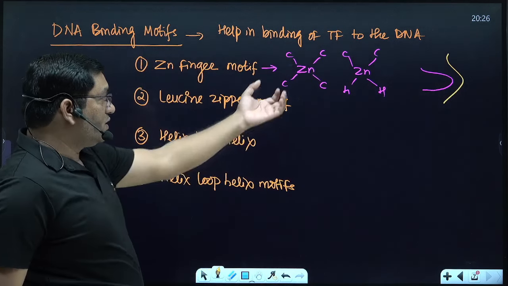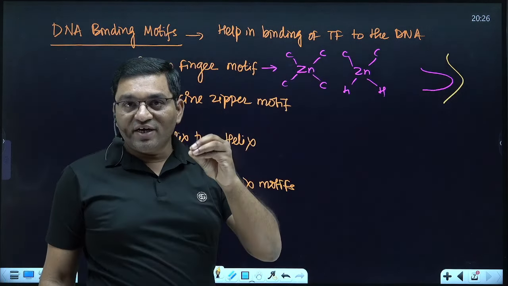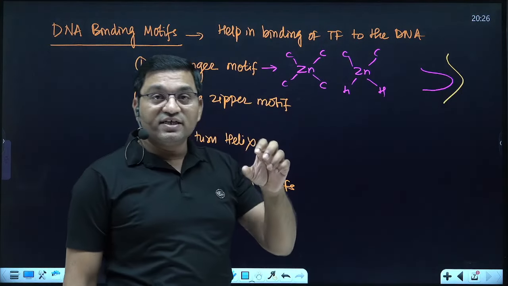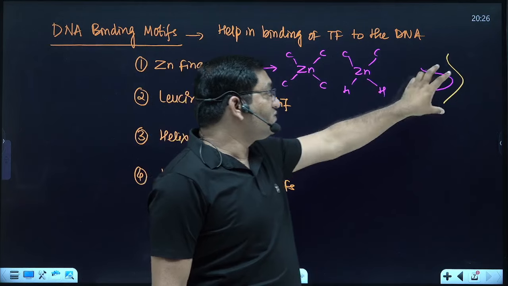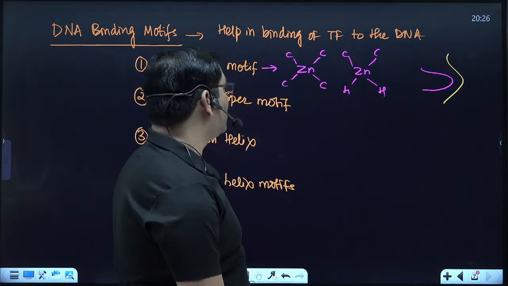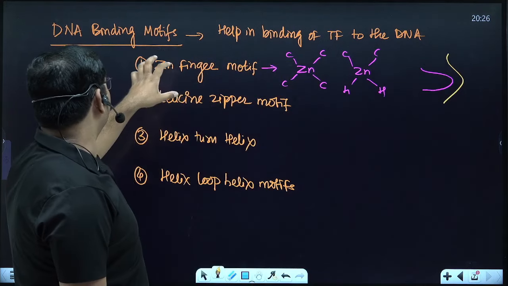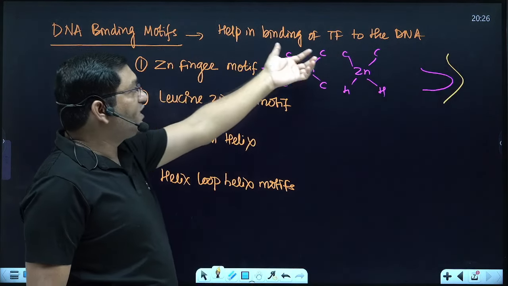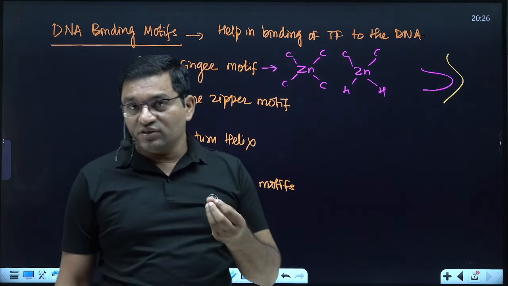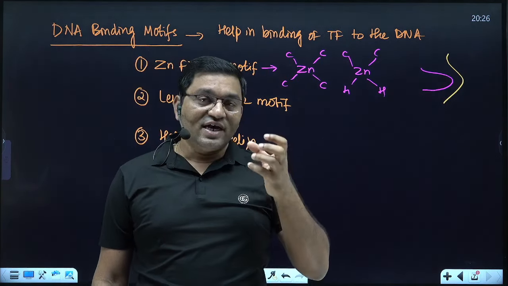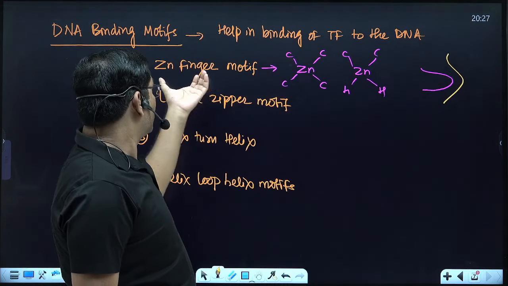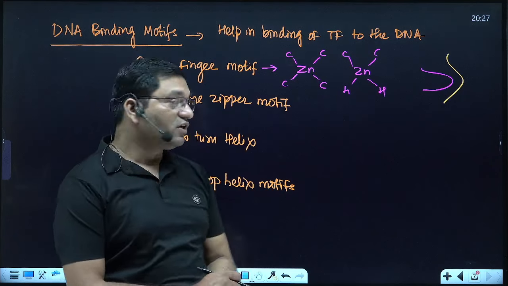So in the zinc finger motif, two antiparallel beta sheets are connected to the alpha helix via the finger-like structure, and this finger-like structure attaches with the major groove of the DNA. So what is the role of the zinc finger motif? It helps in binding of transcription factor to the DNA. Examples are the steroid hormone receptor and the thyroid hormone receptors. They are attached to the DNA with the help of the zinc finger motif.